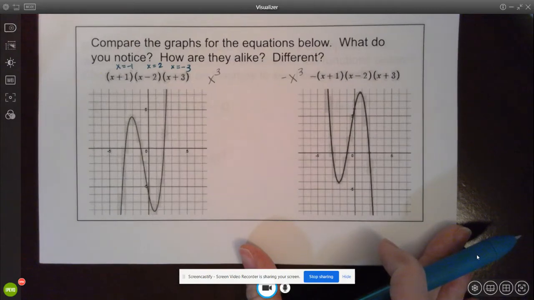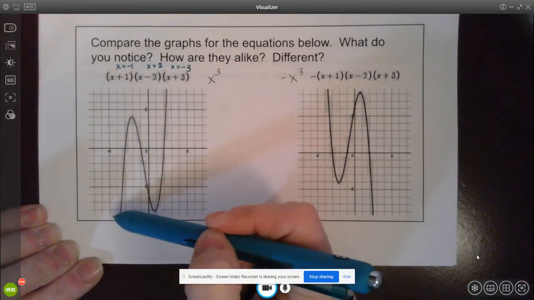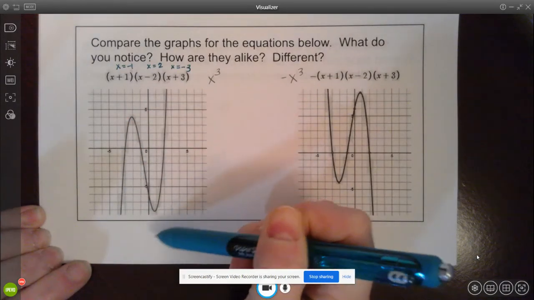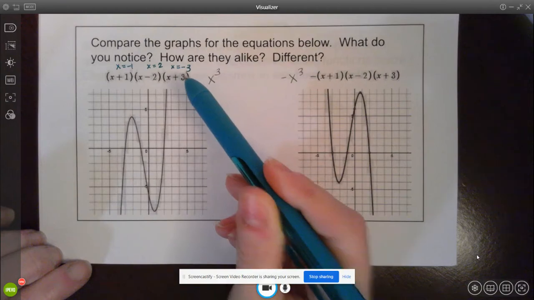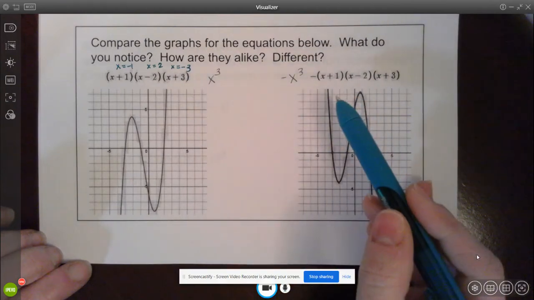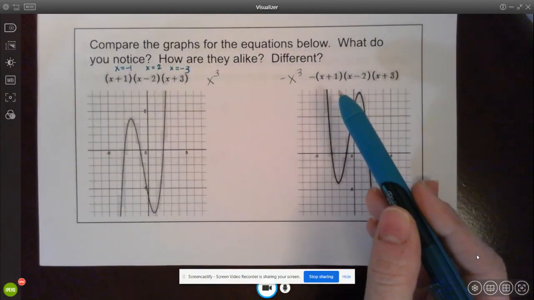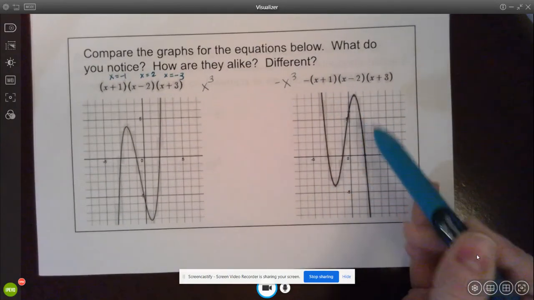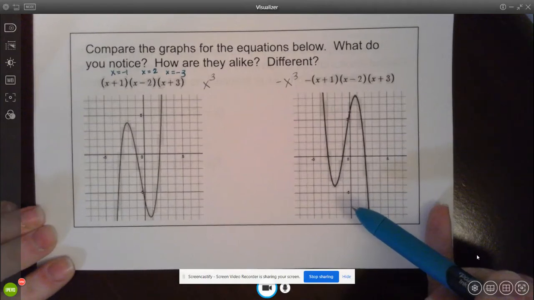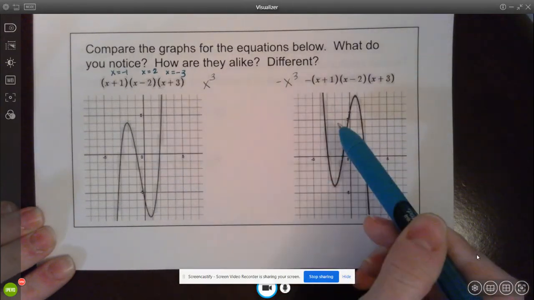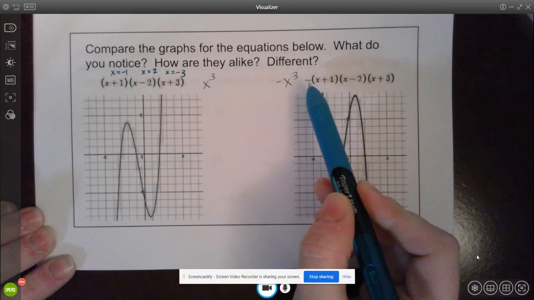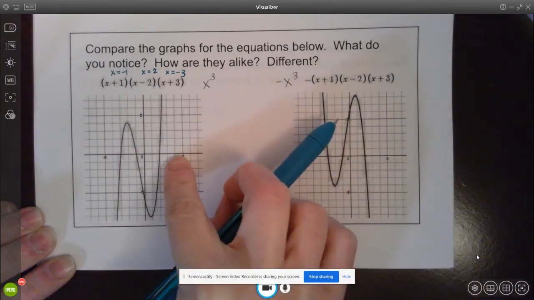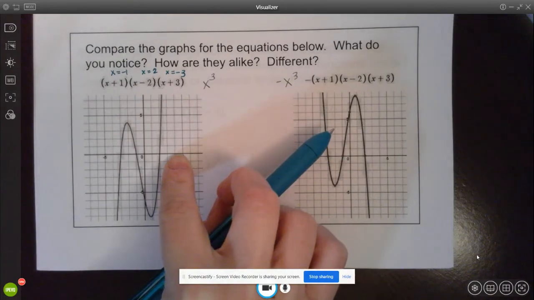Another difference I notice, this function increases, decreases, and then increases again, whereas this one over here does the opposite and decreases first, then increases, and then decreases again. So these two, because of this negative out in front, this second graph is a reflection of the first graph that we were given.